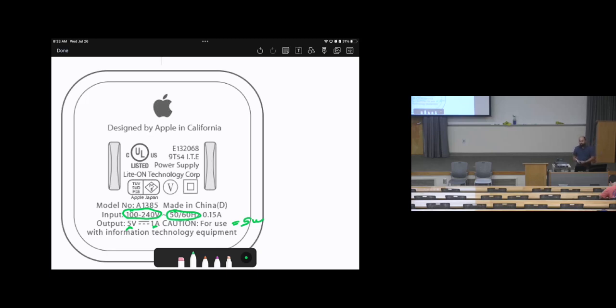So whenever you need to use this charger for any cell phone, make sure that the cell phone you need to charge is compatible with 5 volts, 1 ampere. Otherwise, there will be a problem.